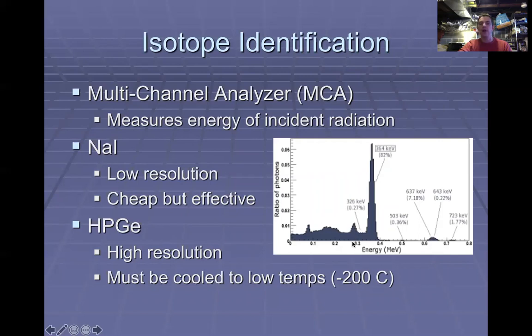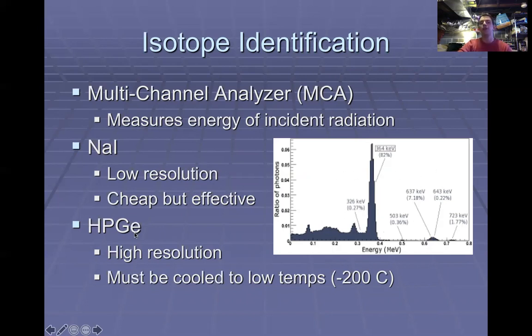And depending on where that energy falls, you can make some pretty educated guesses at what type of isotope it is. So this has a 364 large peak. I know that this is iodine 131 because that's a very abundant decay with that isotope. You have other energies, but they're much lower abundance.